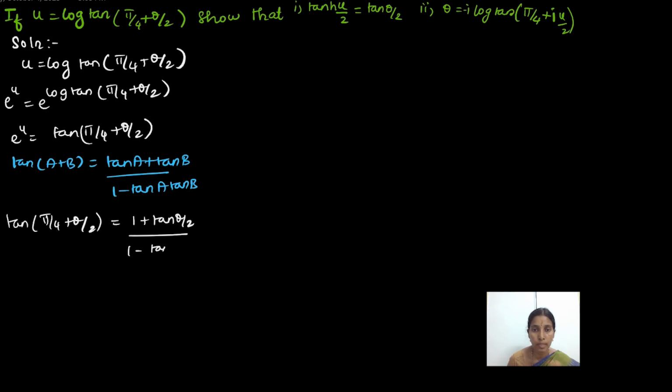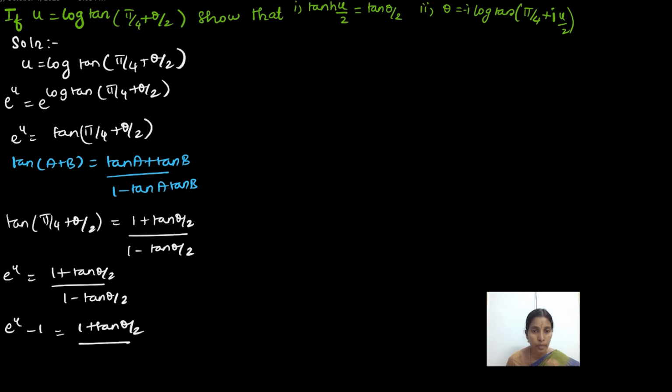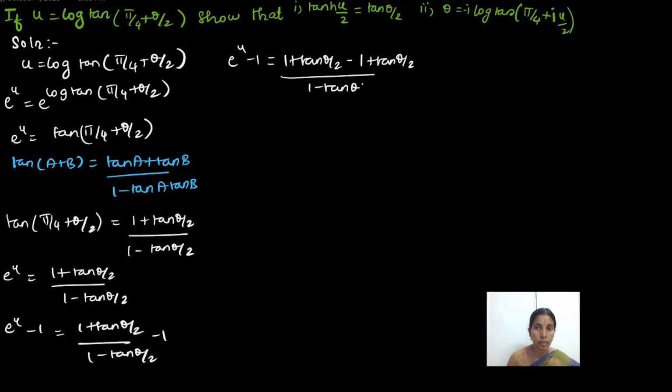times tan b, whose value is tan theta by 2. So e power u equals 1 plus tan theta by 2, the whole thing divided by 1 minus tan theta by 2. First, we have to find the value of e power u minus 1, which equals (1 plus tan theta by 2) divided by (1 minus tan theta by 2), minus 1. So e power u minus 1 equals 1 plus tan theta by 2 minus 1 plus tan theta by 2, the whole thing divided by 1 minus tan theta by 2.